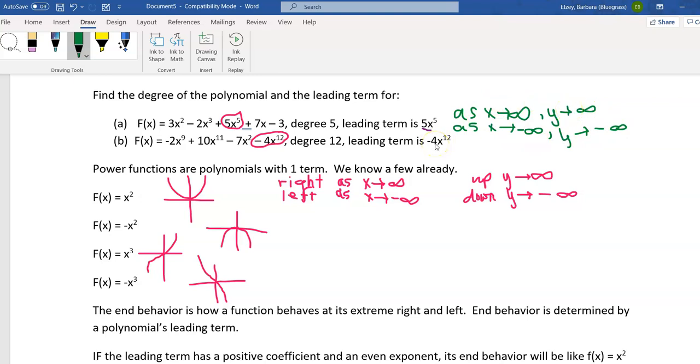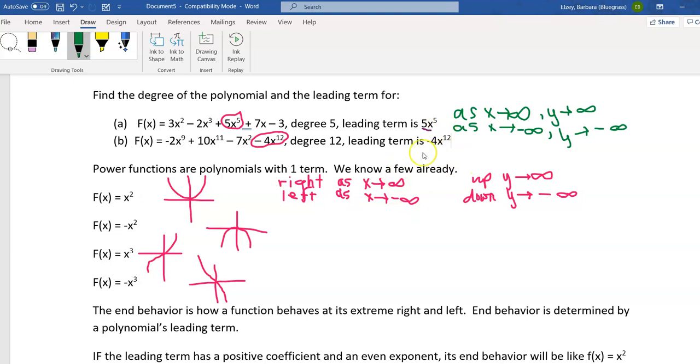Now on my test, I would be perfectly okay with you saying, as we go to the right, y goes up. As we go to the left, our graph goes down. Because that's really the important idea you get out of it. And we'll see when we graph how important that idea is: as it goes to the right, it goes up, and as it goes to the left, it goes down.